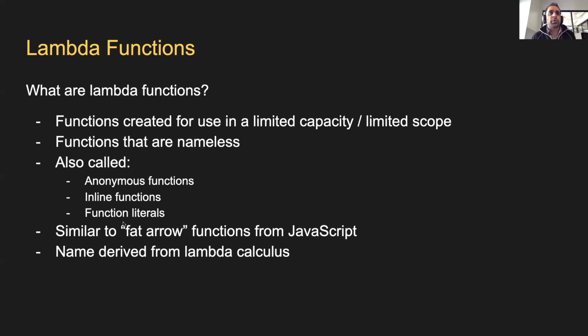Yeah, so we'll see these more in play. So again, lambda functions, fat arrow functions, same thing, just different languages. Fat arrow function in JavaScript, lambda functions in Python.